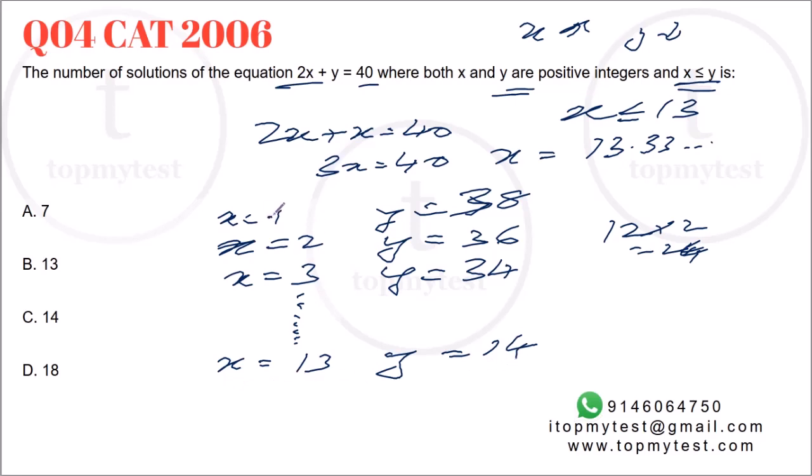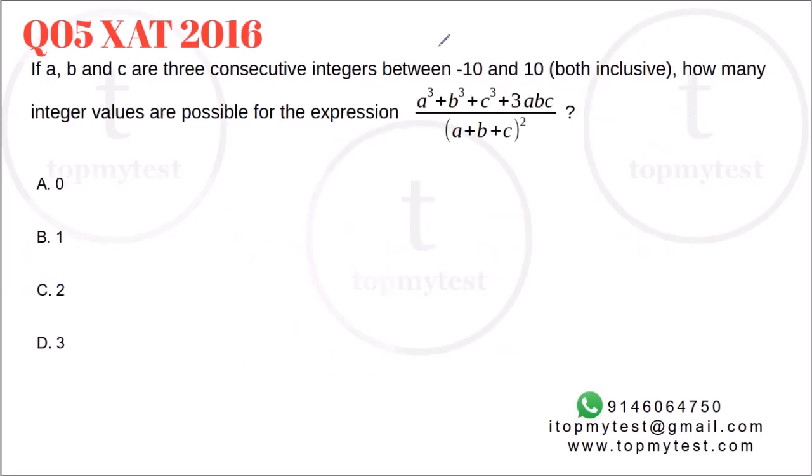So x can take values from 1 to 13. Y can take values from 14 till 38 to solve this. 13 possible sets, option B. In an exam situation, under 2 minutes, 1.5 minutes max, once you get this upper bound and how the sensitivity of the variables are.